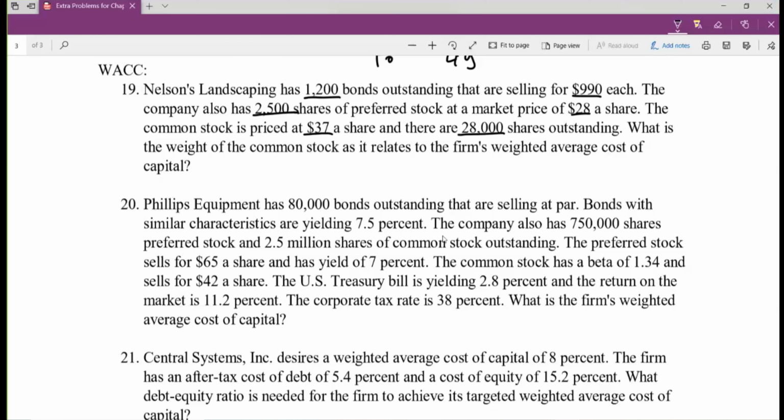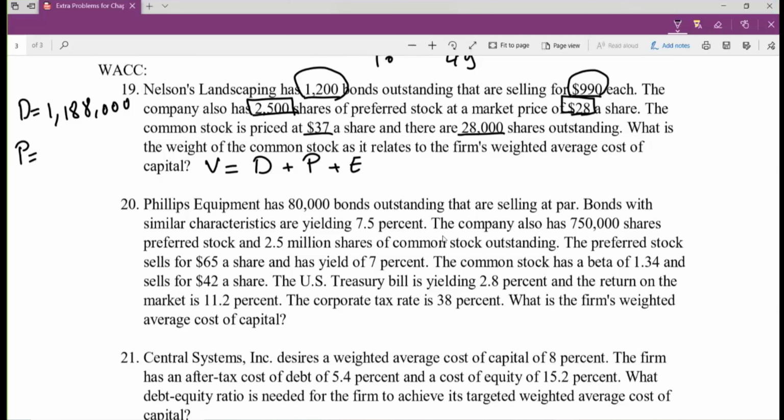So the first step is to determine the value of the firm. The value of the firm is equal to D, the market value of debt, plus P, the market value of preferred equity, plus E, the market value of common equity. D equals 1,200 times $990. So this is equal to 1,188,000. The market value of preferred equity is 2,500 times 28. So I have $70,000. This is the market value of preferred equity.